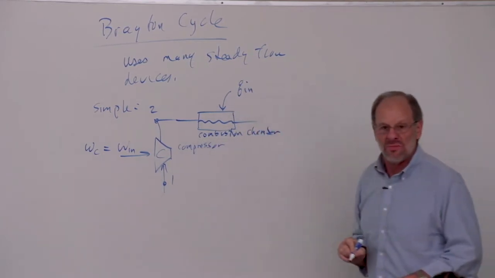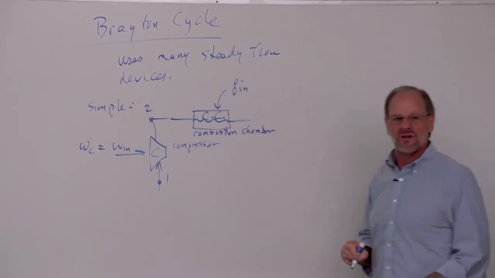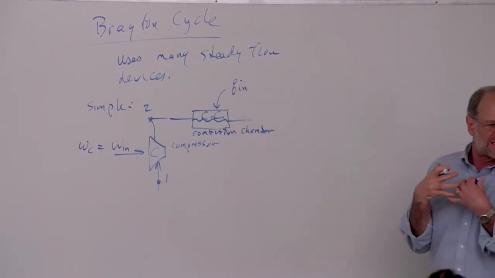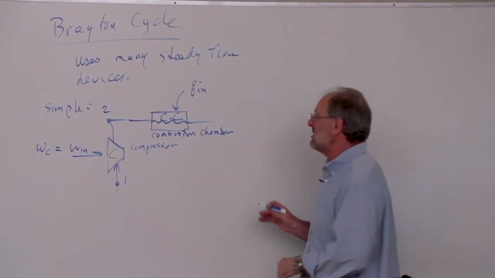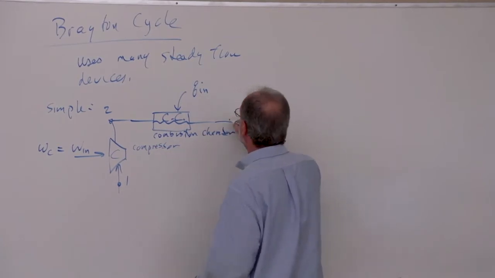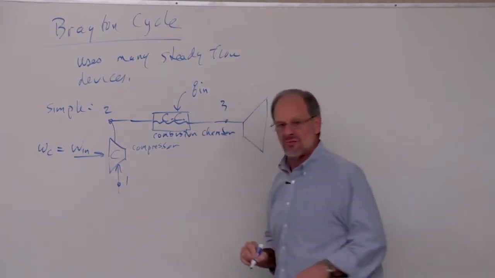Sometimes we might just call it a combustor. And often I'll just use CC as an abbreviation for combustion chamber. But again, from our analysis, it's not really a combustion chamber anymore. It's just a heat input device, a big heat exchanger. All right, so now we leave this device at point 3, and now we're going to enter the turbine.